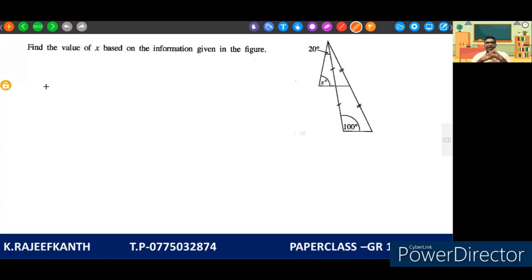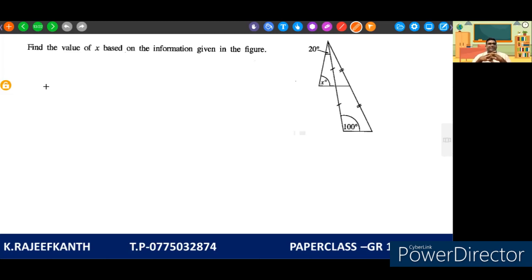Find the value of x based on the information given in the figure. So for this question also we have to use a theorem. The last class I explained about the midpoint theorem. Right? You know that when we are joining the two midpoints of two sides, that line will be parallel to the third side. And also the length of the line should be equal to half of the third side. This is the midpoint theorem.